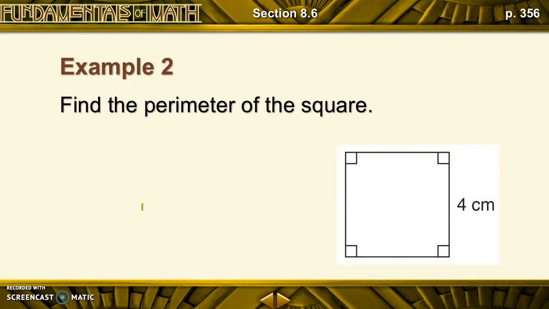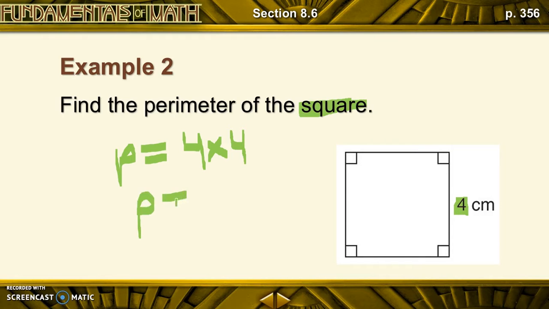So example 2 says find the perimeter of the square. Well, they've already told us it's a square, so we know that all the sides are going to be equal, even though they only give us one of the sides. So if one of the sides is 4, that means all of the sides are 4. So we have P equals 4 times the length of one of our sides, which is 4. So we have P equals 4 times 4, which will just give us a perimeter of 16.